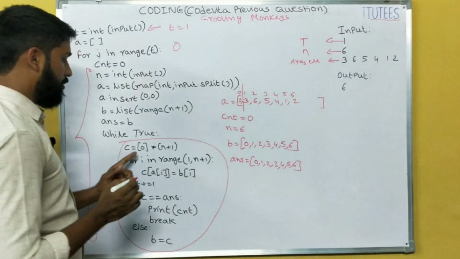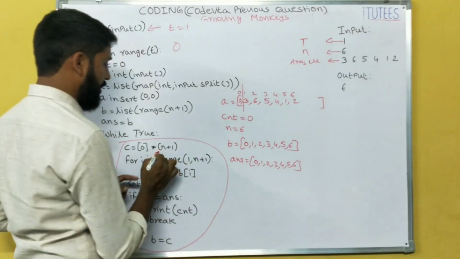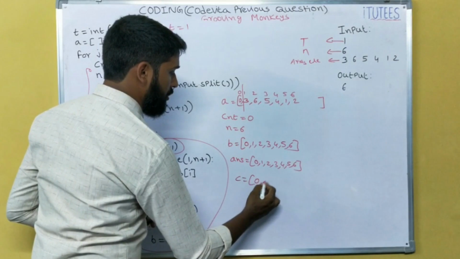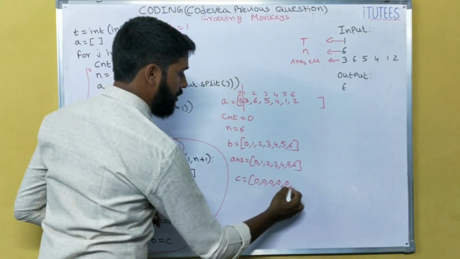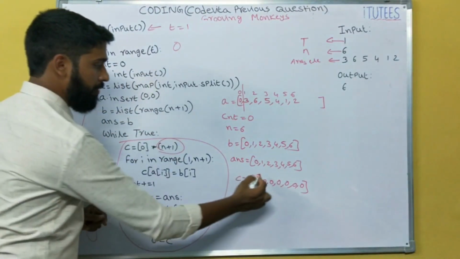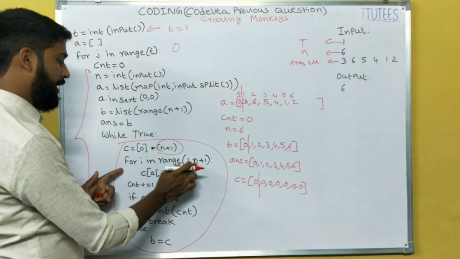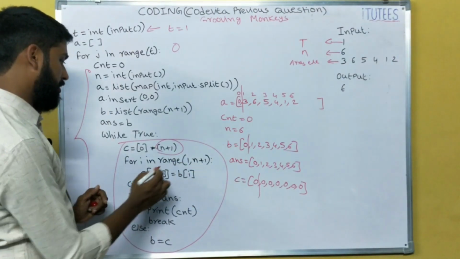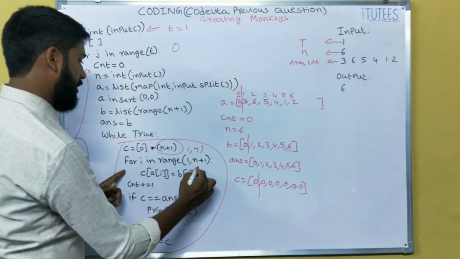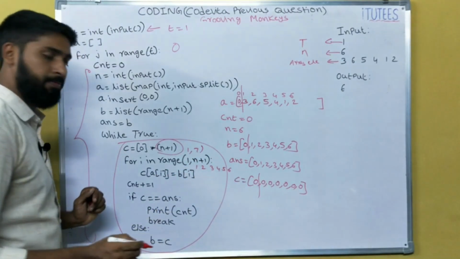Okay, so C equals, we initialize C with zeros. So how many zeros? N plus 1. That means C equals 0, 0, 7 zeros. Every time ignore this part. Now for I in range of 1 comma n plus 1. So what is the range of 1 comma 7? That means we execute this for 1, 2, 3, 4, 5, 6.